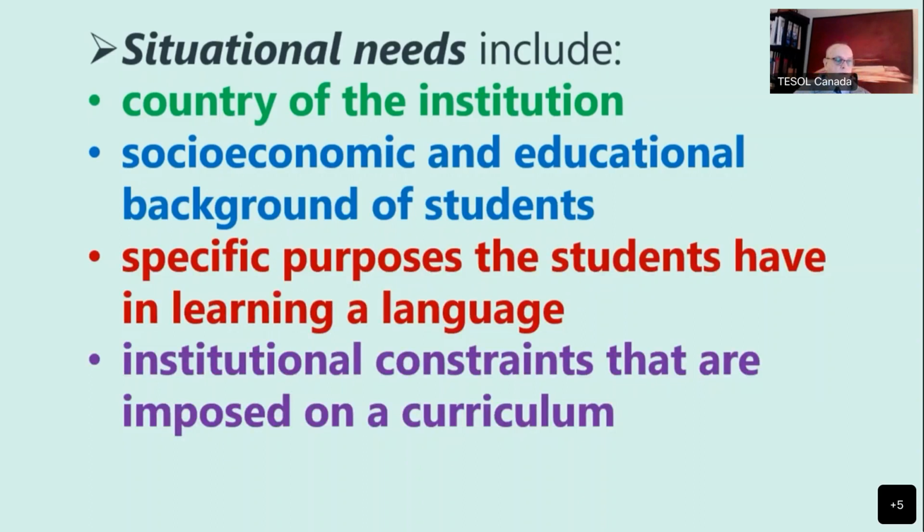And also important consideration must be given to the institutional constraints that are imposed on a curriculum. These could be financial restraints. Maybe the school or the school board does not have money to buy textbooks. That would help tremendously. And so that is an institutional constraint, a situational need that has to be addressed somehow by the teacher.